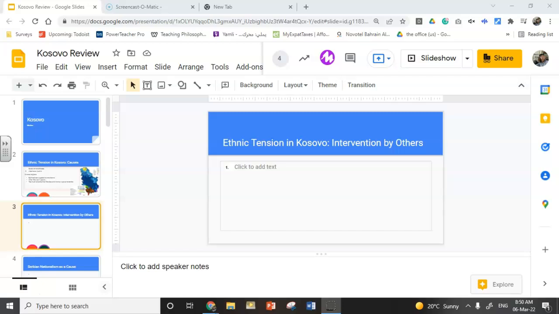Ethnic tension in Kosovo. Okay, intervention by others. So, as a cause, that was the last slide. Intervention by others. Based off of what we have already said, what two republics or countries do you think are really going to be interested in what's happening in Kosovo?